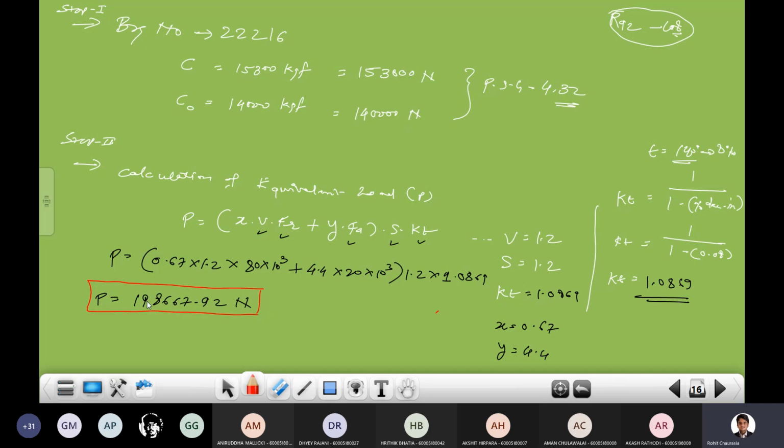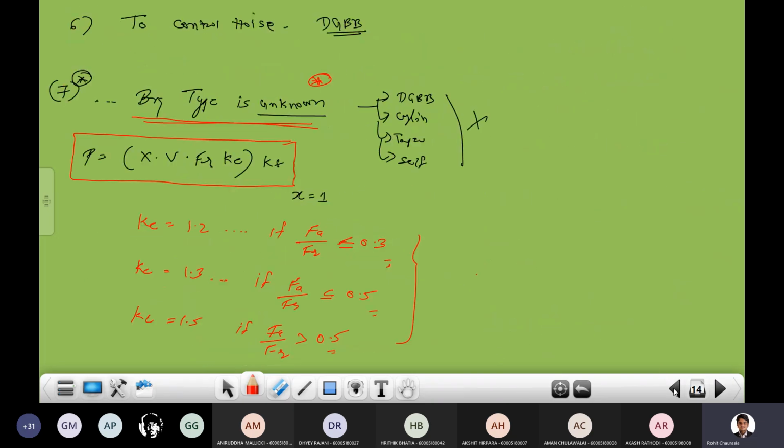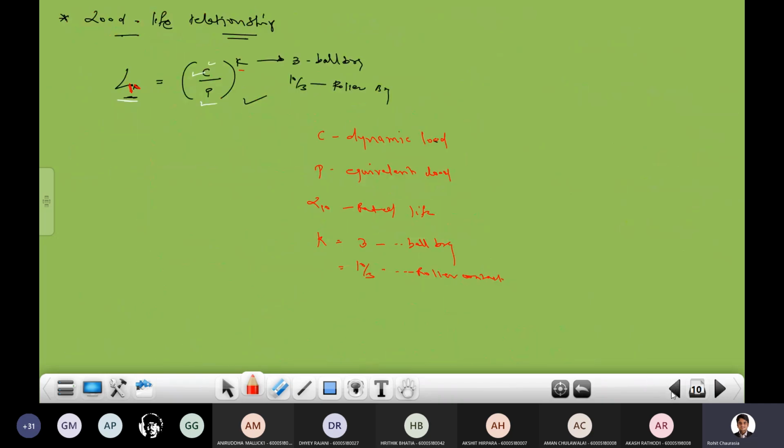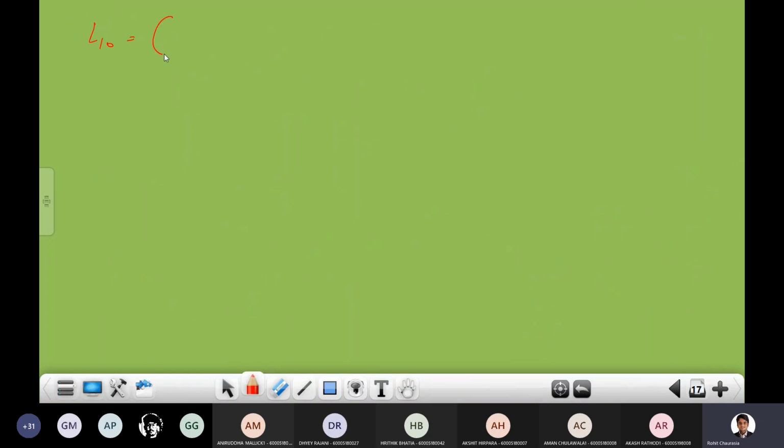Now once you will get this P, we know the value of C. दोनों न्यूटन में है. I will apply the load life relationship. L10 is equal to, that is nothing but this one, C by P वाला formula. ये वाला C by P raised to K. So first we need to define the value of K. So this is nothing but a spherical roller bearing. Spherical roller bearing है तो K का value is going to be 10 by 3.